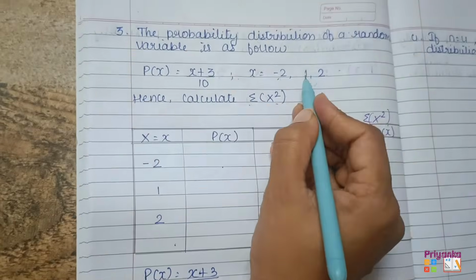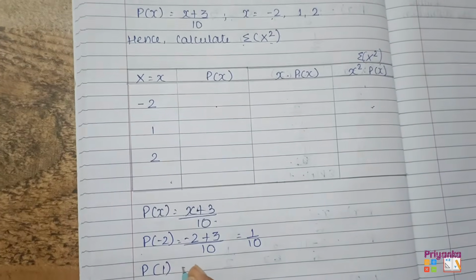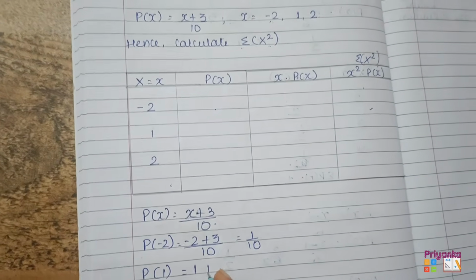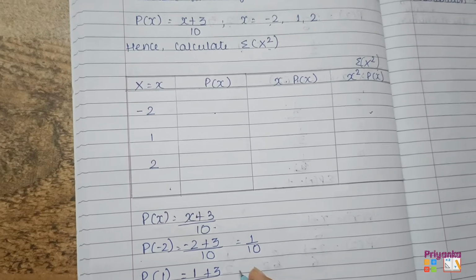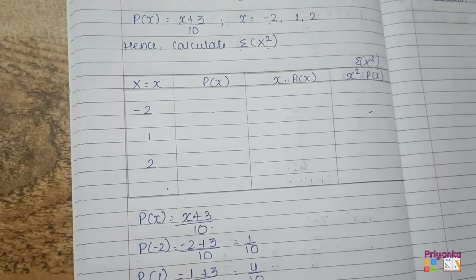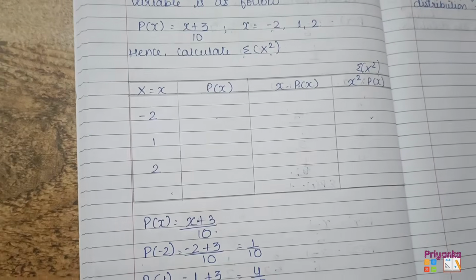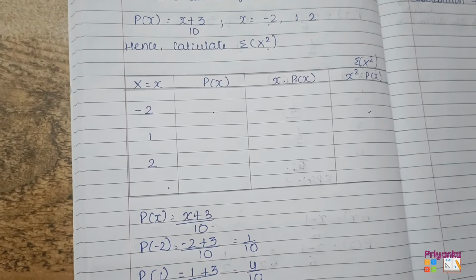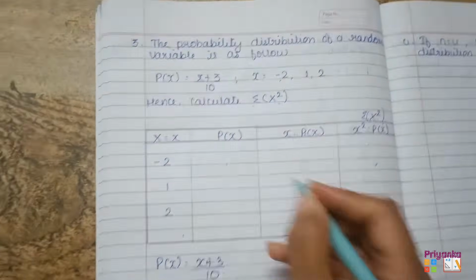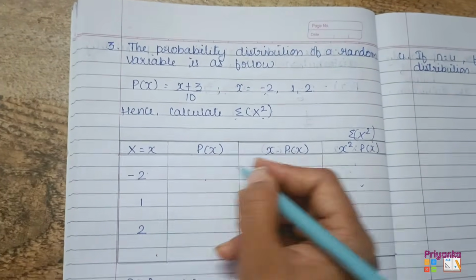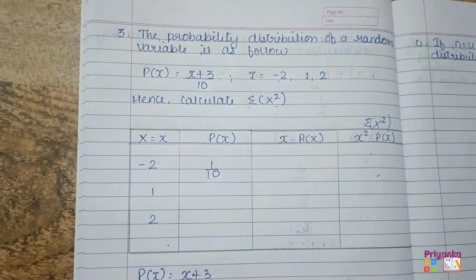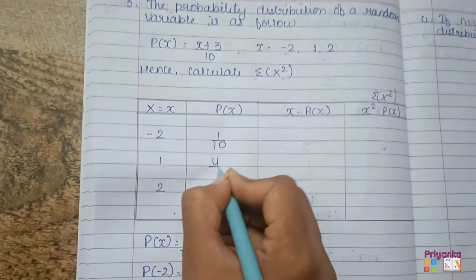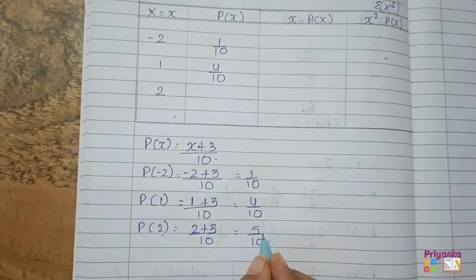Next value is 1. तो this time x की value हम 1 करके रखेंगे. तो 1 plus 3 it is 4 upon 10. Then the next value is 2. That is 2 plus 3 upon 10. It comes 5 upon 10. So let's keep the values in P of x. For -2 we got 1 upon 10. For 1 we got 4 upon 10. And for 2 we got 5 upon 10.